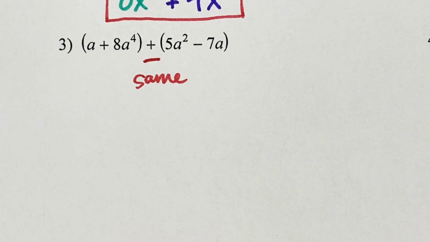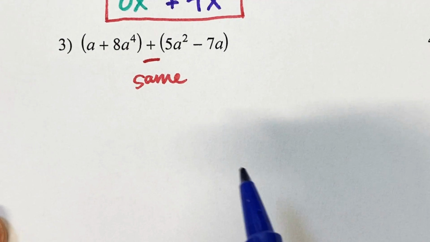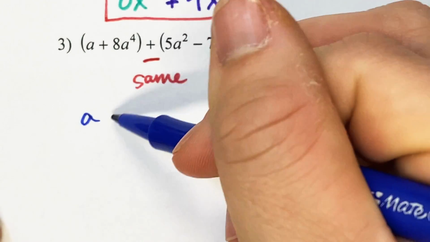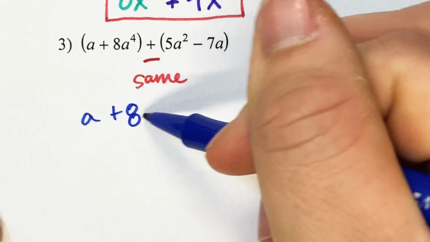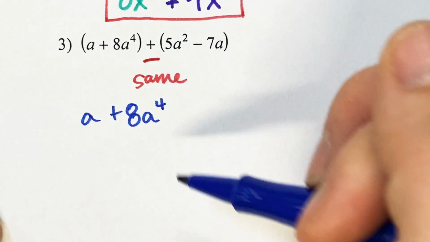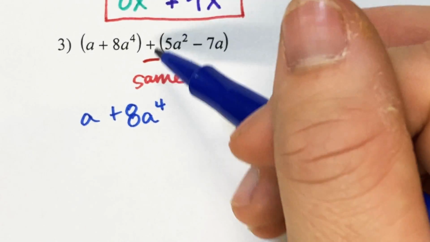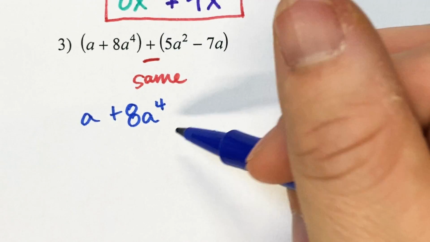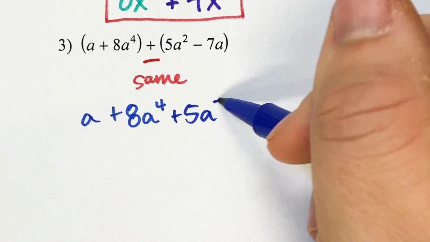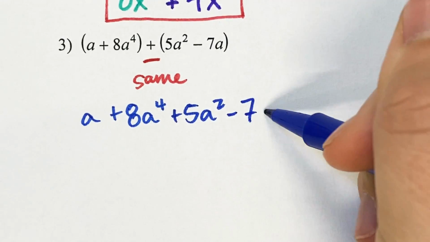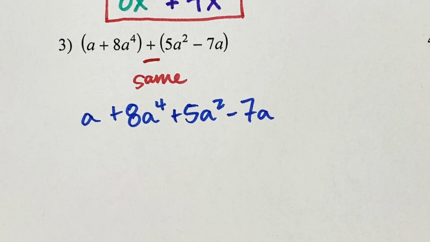So all we have to do is rewrite it without the parentheses. So a plus 8a to the fourth. Remember, the first one always stays the same, but these guys do not change because of that addition sign. So plus 5a squared minus 7a. No signs had to change because we are adding them.